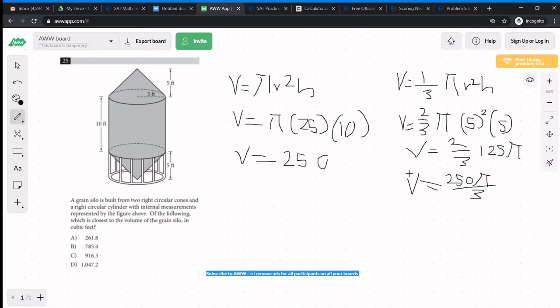And again, in order to get the volume of the entire thing, we have to add this to the volume of the two cones, volume of the cylinder plus 2 cones. And so let's do that on our calculator.